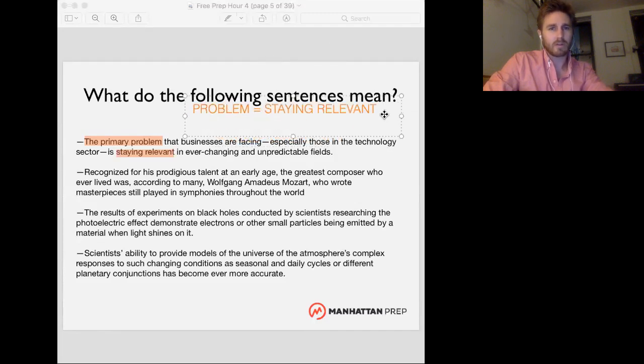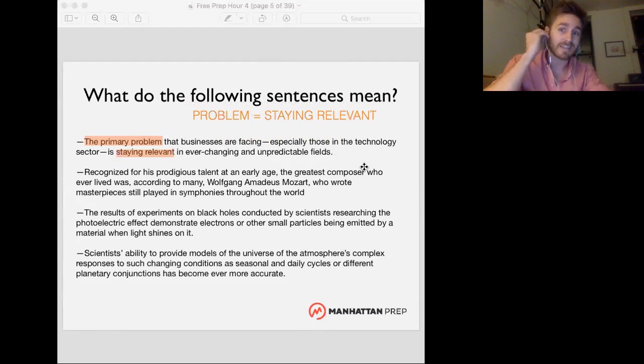And that's not what I want a computer to think. I don't want a computer to say that staying relevant is a problem. The problem is that they are struggling to stay relevant, that it is hard to stay relevant. Staying relevant itself is not a problem. Okay? Again, your human understanding knows exactly what that means, but if you read it objectively, as a computer would, it says that the problem is staying relevant, as if staying relevant is a problem. And that's not quite what I want that sentence to mean. Okay, super subtle, but this is how you want to start reading sentences in sentence correction.